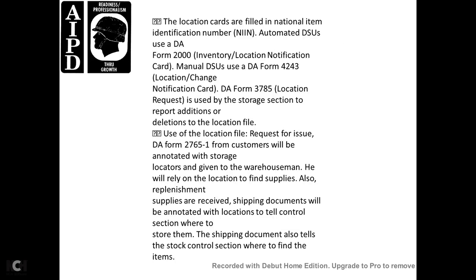And the location for the guard file with the national item identification number of the automated DSU is with the DA Form 2000, the inventory location notification card. With the manual DSU, it is the DA Form 422, 5043, with the location notification card with the DA Form 3785. For the issue of the DA Form 2765, the one with the customer will be noted with the source located, given the warehouse. Also, when replenishment supplies are received, the shipping documents denote the location, to tell the control section where to stock them. The shipping document also tells the stock control section where to find the items.